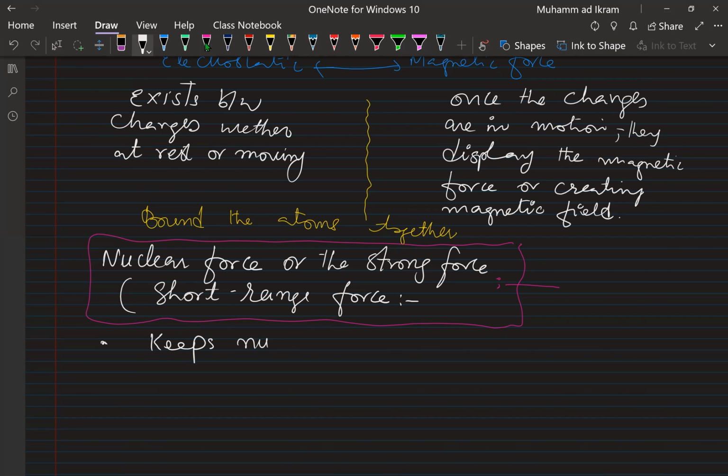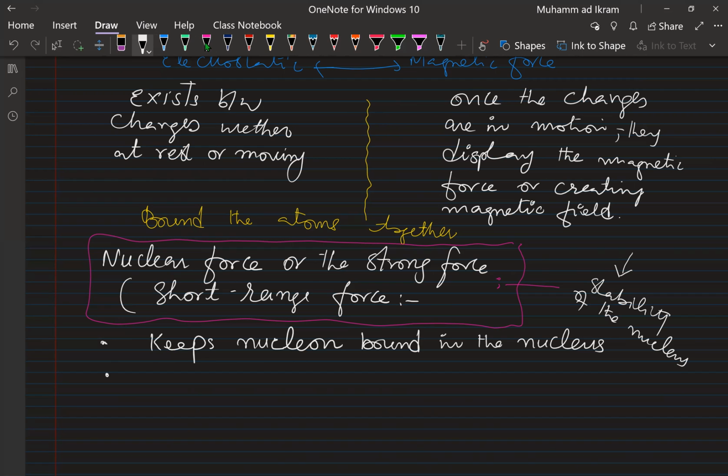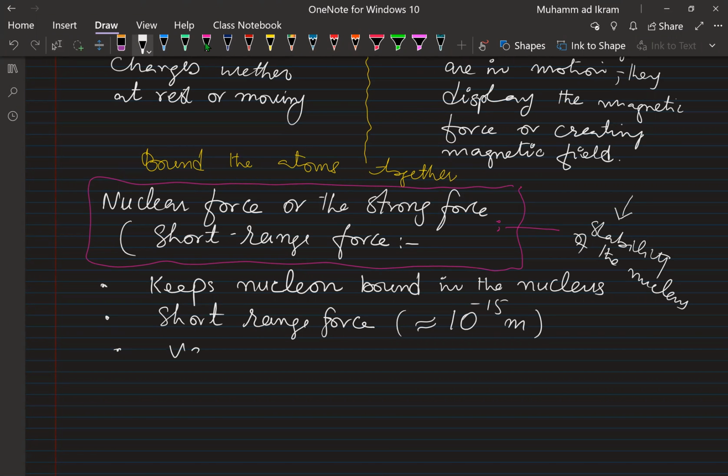This force keeps the nucleons, the constituents of the nucleus like proton and neutron, bound in the nucleus, right? And this force is important for maintaining the structure of the nucleus, important for the stability of the nucleus, right? This force is a short range force. Short range force means that it can act with an order of 10 to the power minus 15 meter. Once the distance becomes greater than this, it vanishes over a longer distance.